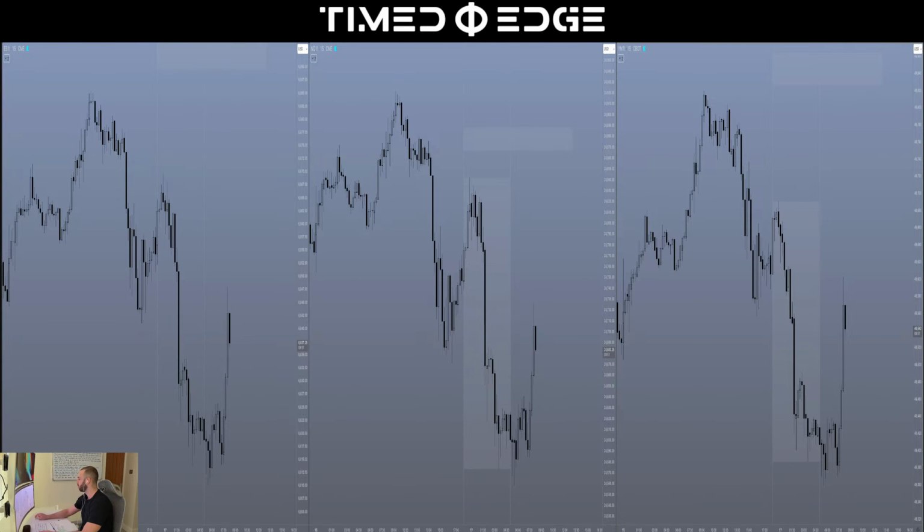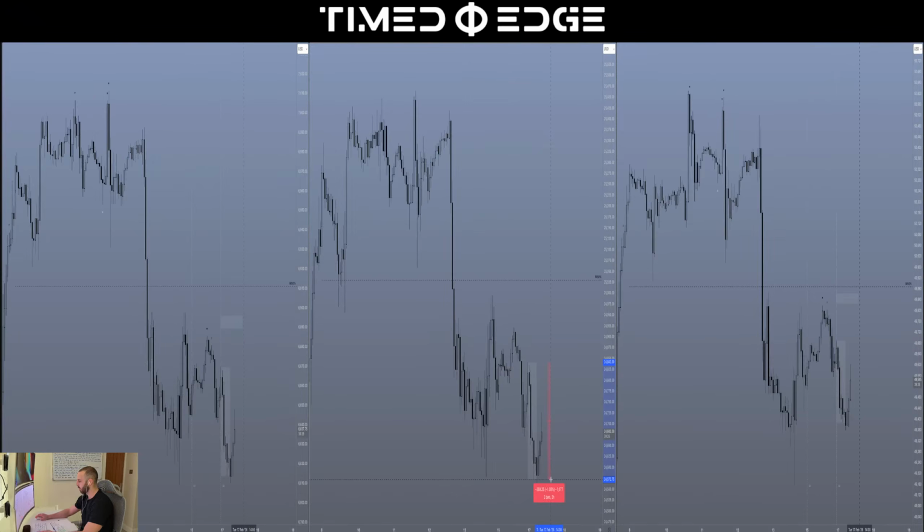Okay, so I think there could potentially be a model here. We've wicked below. Asia's expanded, right? All the assets have traded below previous day's low. We've also wicked below in Asia. And it looks like we're all above 50%.